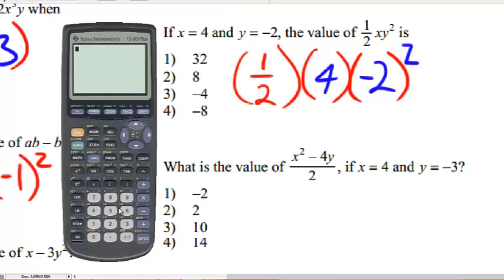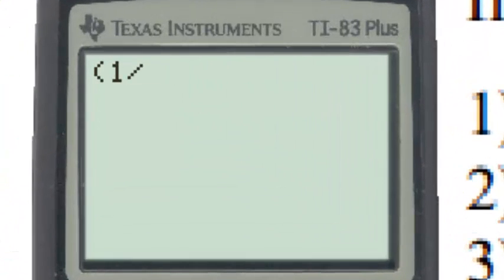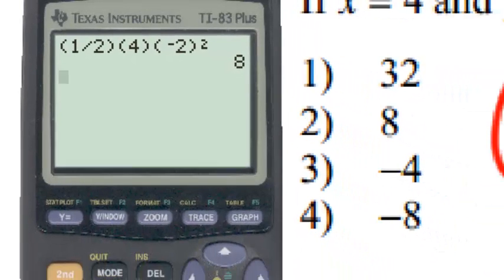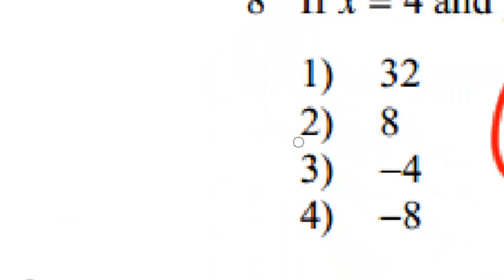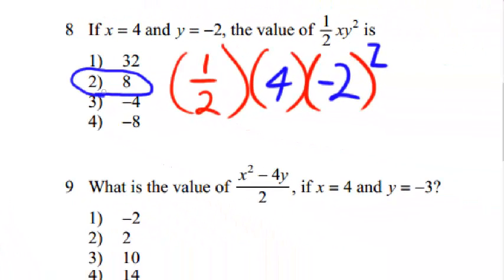So I'm going to go to open parentheses, 1 divided by 2, open parentheses, 4, close parentheses, open parentheses, -2, squared. And when we press enter, the answer is 8. Is 8 an option? It sure is. 8 is option number 2. And this is our answer. 8 is the answer to number 8. Nice.